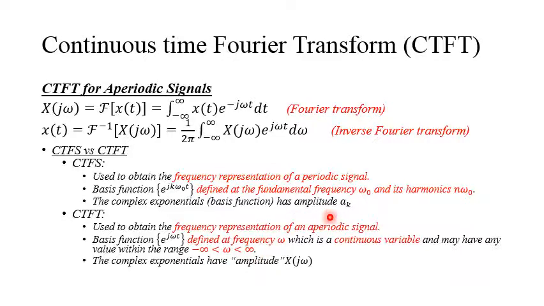The coefficients of the Fourier series were represented by ak, whereas here the coefficients will be represented by x of j omega. In fact, x of j omega is continuous. So let's have some numerical examples to elaborate it more.